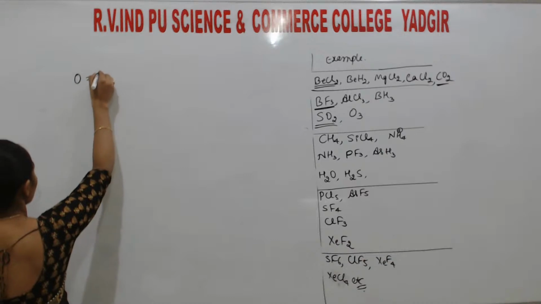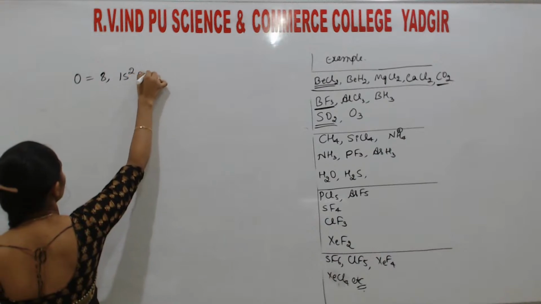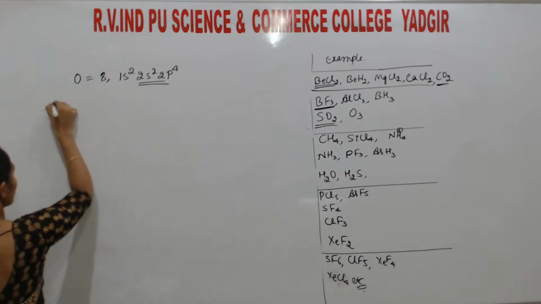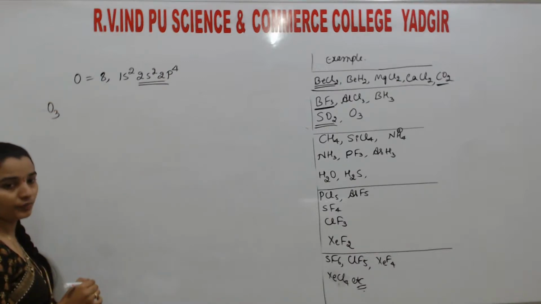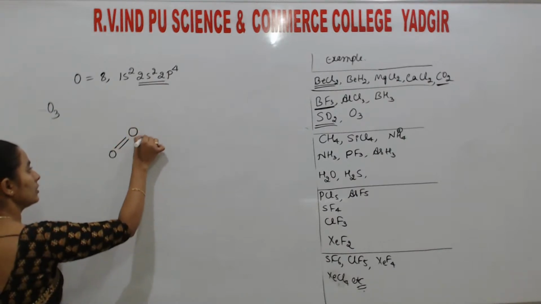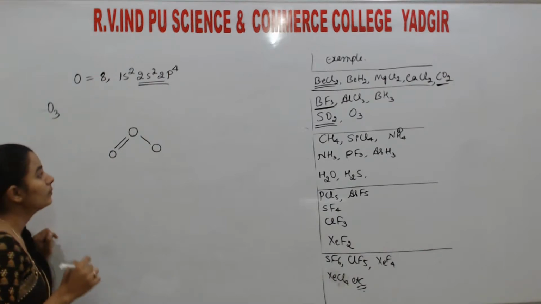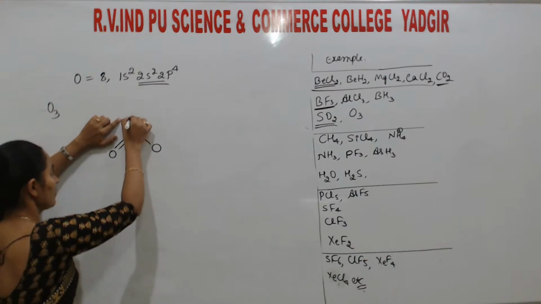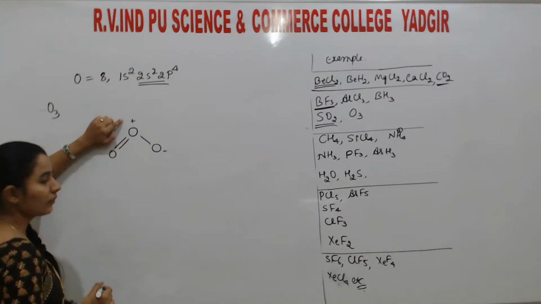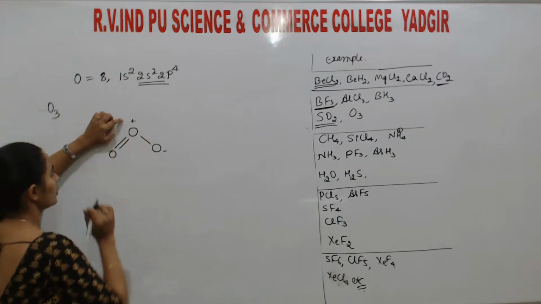Okay, oxygen is here. Its atomic number is 8. Configuration 1s2, 2s2, 2p4. So this is the valence. So in the O3 molecule, this oxygen is bonded to this atom like this. Remember, here this one has a plus charge, this one has a minus charge. Or you simply take a single bond. Okay, like this we take.